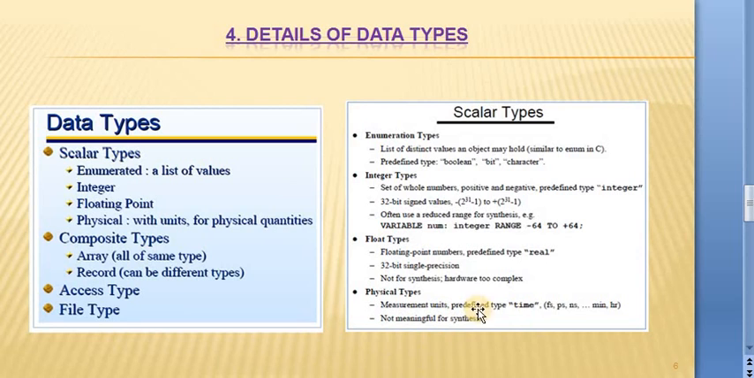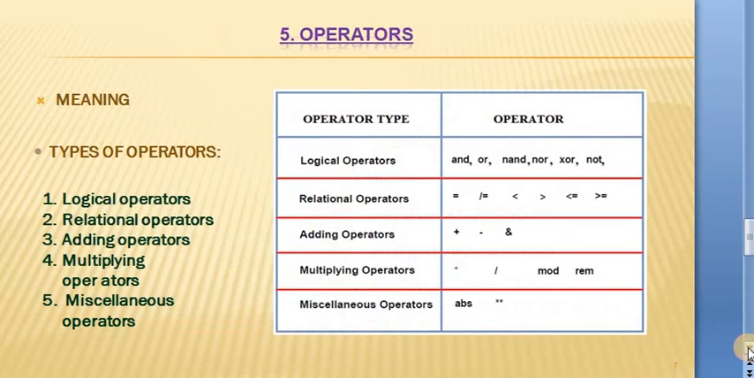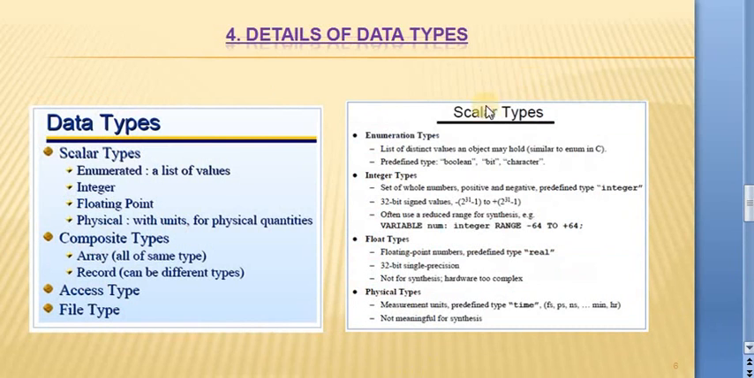So there are two types of composite data type, that is array and record. An array type is that which represents a collection of all those values that belong to a single type, and on the other hand, a record type represents a collection of values that may belong to same or different types. So the access data types are those which allow to manipulate data, so that data may be created dynamically during simulation.